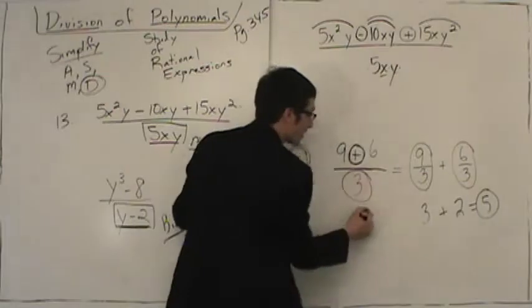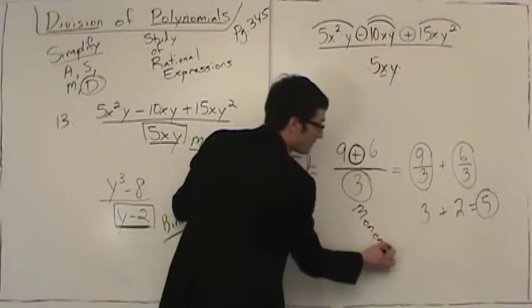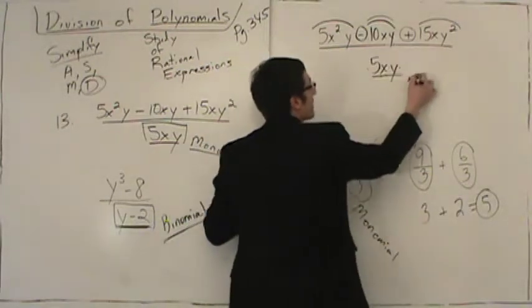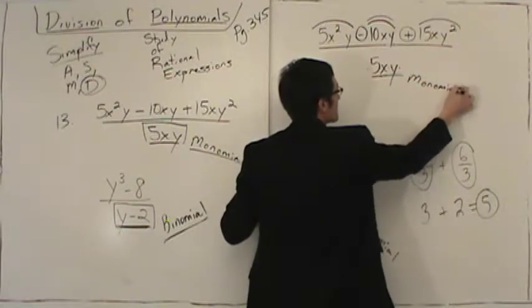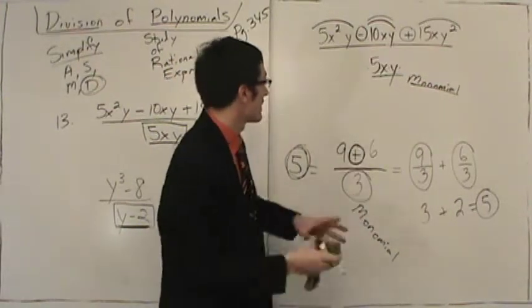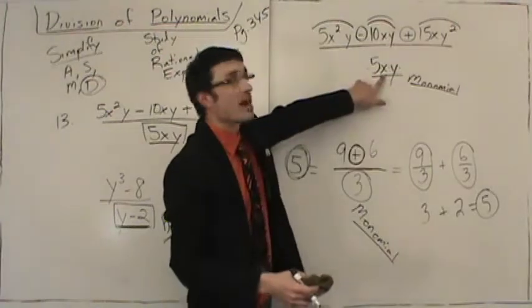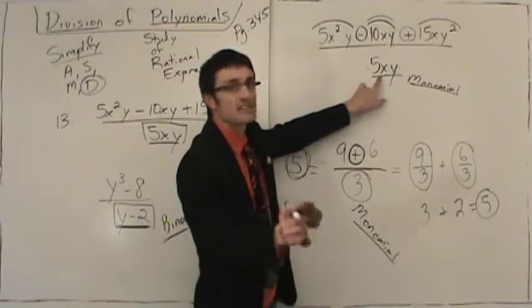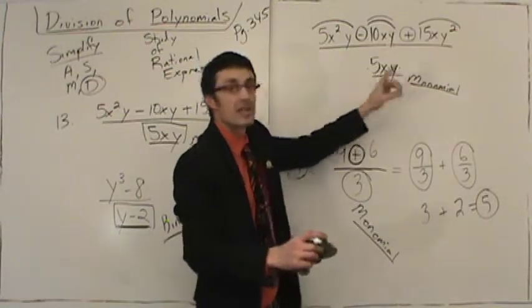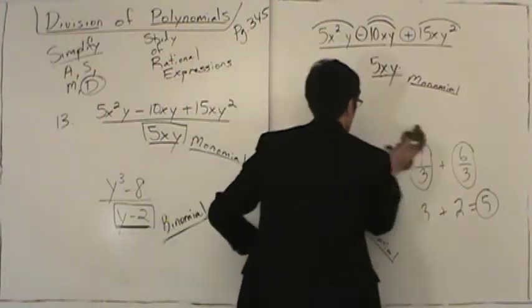When do we do this? What do we have in the denominator? A monomial. When does this process of splitting the addition work? It works when there's a monomial in the denominator, or something in the denominator that has no addition. Everything is multiplication in the denominator. Now, let's look at this process up here.